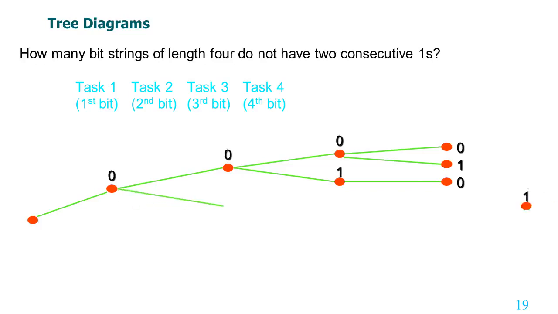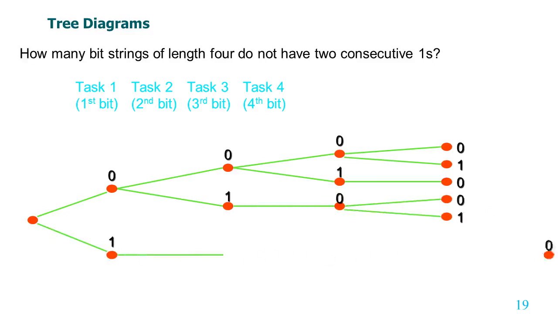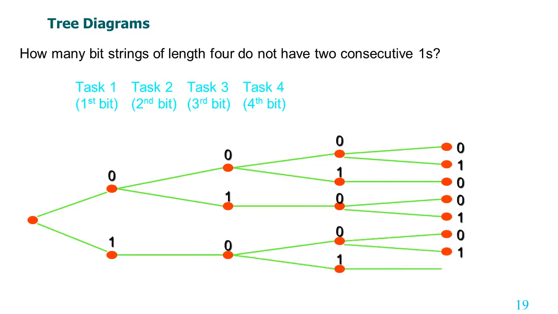Using a tree diagram, we can find the number of ways. Hence, there are a total of 8 bit strings, starting with 0 0 0 0, 0 0 0 1, and so on. In this way, the total number of bit strings that have no two consecutive ones is 8. Thank you.